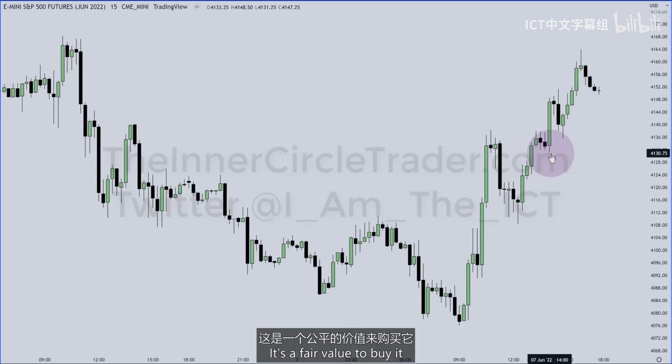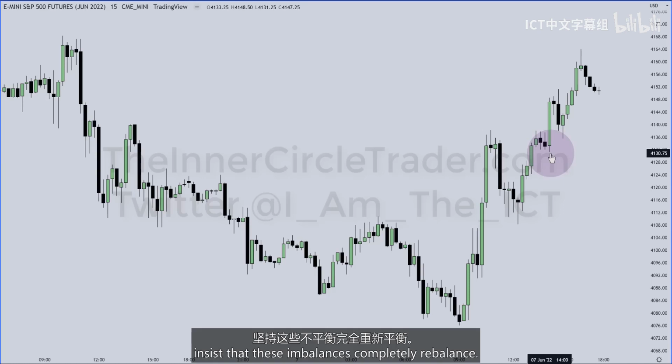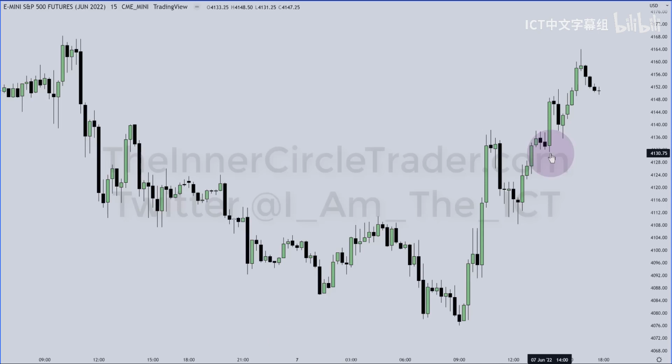So they're all fair value gaps. It's a fair value to buy it if you're bullish. Okay? I'm not trying to insist that these imbalances completely rebalance. That's one of the main differentiations between me and Chris Laurie.